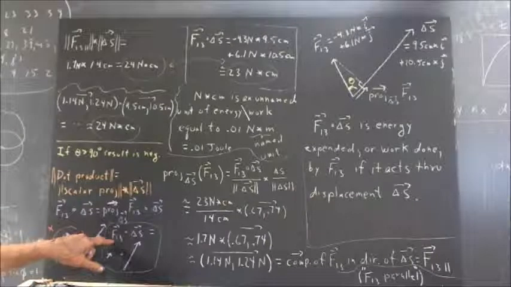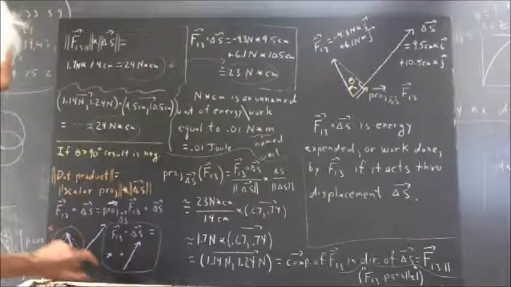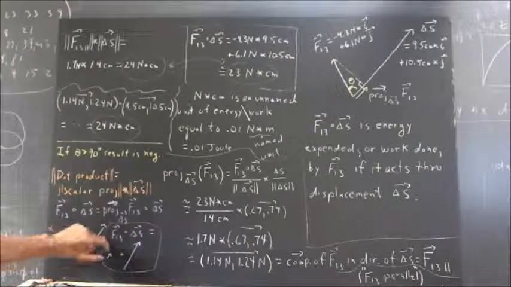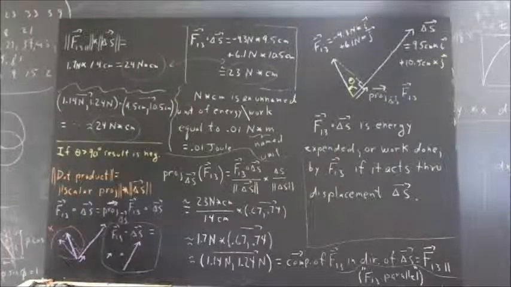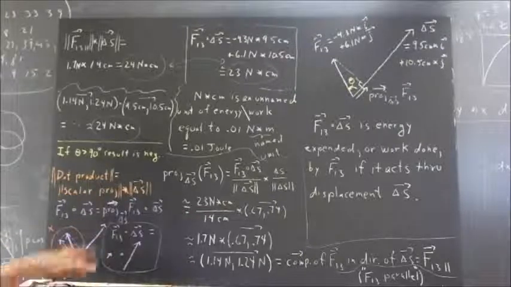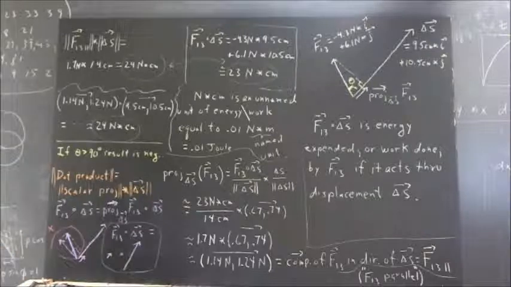So that F13 dot delta S is just equal to this projection vector here dotted with this, and if we just multiply the two magnitudes, we get the magnitude of this thing. Now, if the projection happens to be back in the direction opposite that of delta S, in other words, if our theta is greater than 90 degrees, this will come out negative. Again, something we worry about a little bit later.